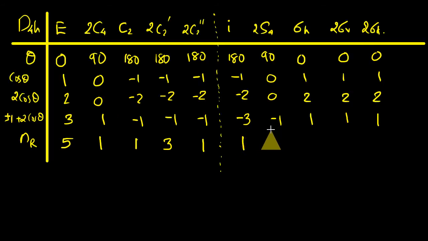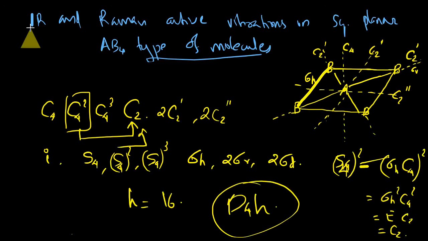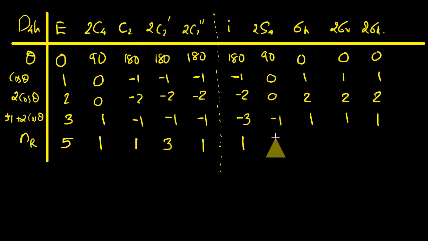And what about S4? The S4 axis is coinciding with the C4 axis. See, this is the S4 axis itself. S4 and C4 are coinciding. So the S4 contains only one atom, that is A, therefore for S4 also the number of atoms retaining position is equal to 1.